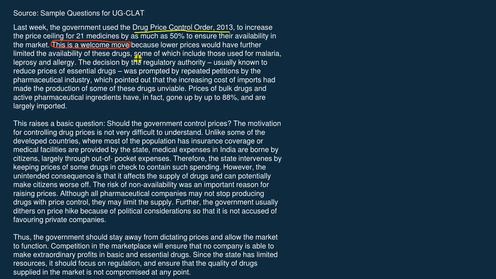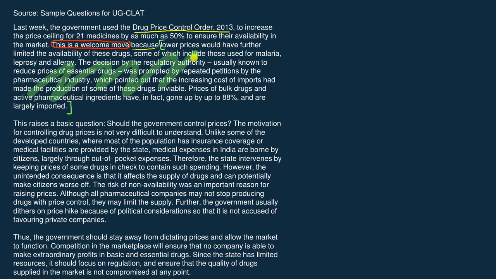And now author is giving a reason as to why it's a welcome move. So that is the reason that is given. That's an indicative word, ladies and gentlemen. So that's the reason: because. And then author has given some justification. The lower prices would have further limited the availability of these drugs, some of which include those used in malaria, leprosy, and allergy. The decision by the regulatory authority, usually known to reduce the price of essential drugs, was prompted by repeated petitions by the pharmaceutical industry, which pointed out that the increasing cost of imports had made the production of some of these drugs unviable. Price of bulk drugs and active pharmaceutical ingredients have in fact gone up by 88% and are largely imported. So we'll not bother too much about the reason that is given here.